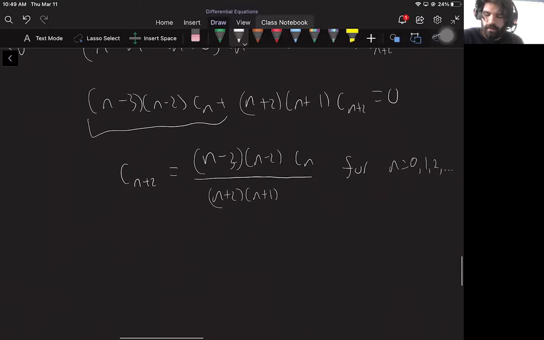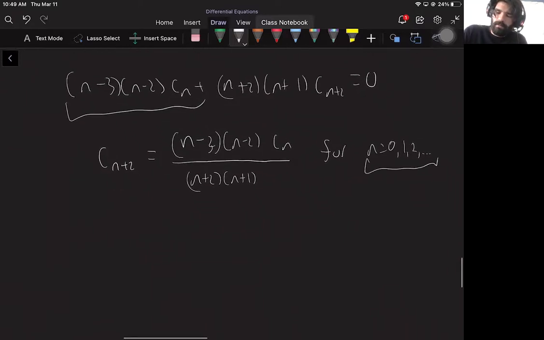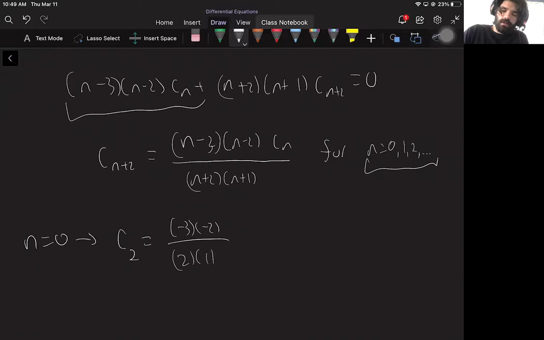So again, we're going to plug in these values of n in order to establish a pattern, but we'll see the pattern is much easier to deal with than last time because a bunch of stuff goes away. So if I plug in 0, I get that C2 equals -3 times -2 over 2 times 1, C0. So that becomes -3 C0.